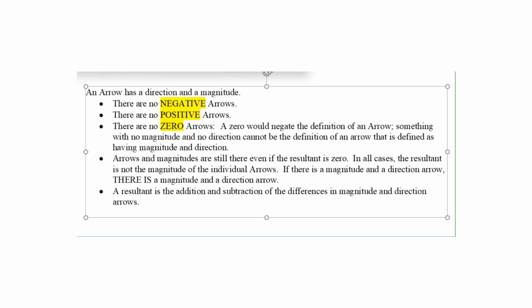An arrow has a direction and a magnitude. There are no negative arrows, there are no positive arrows, there are no zero arrows. A zero would negate the definition of an arrow. Something with no magnitude and no direction cannot be the definition of an arrow that is defined as having magnitude and direction. Arrows and magnitudes are still there even if the resultant is 0. In all cases, the resultant is not the magnitude of the individual arrows. If there is a magnitude and a direction arrow, there is a magnitude and a direction arrow. A resultant is the addition and subtraction of the differences in magnitude and direction arrows.